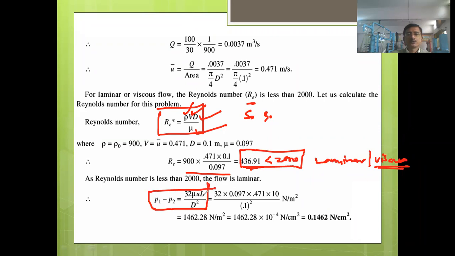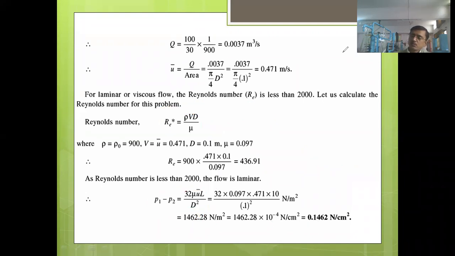P1 minus P2 is equal to 32 mu into U into L upon D square. After that, putting these values in this equation, you will get the pressure difference as 1462.28 Newton per meter square. Or if you want to find the answer in Newton per centimeter square, then you can convert that by multiplying the answer by 10 to the power minus 4. So do the calculation part in your notebook.